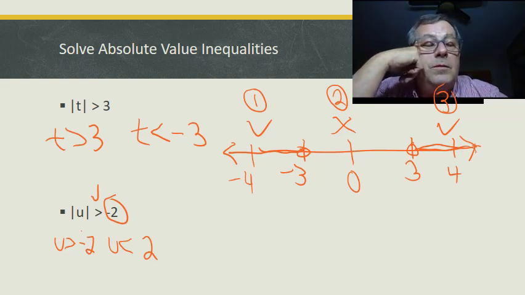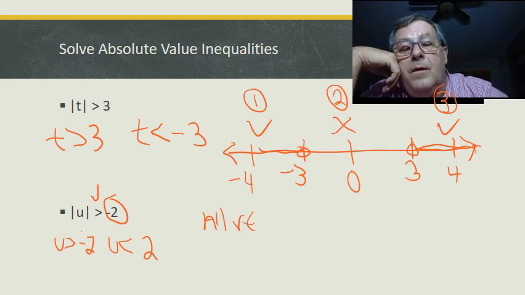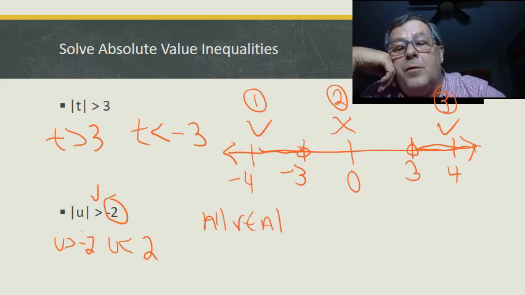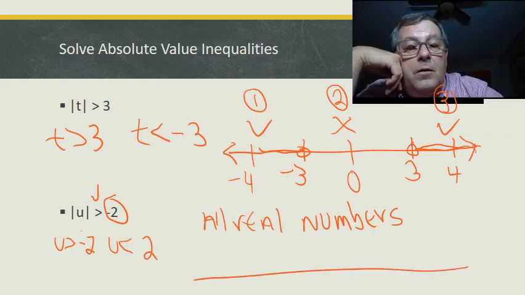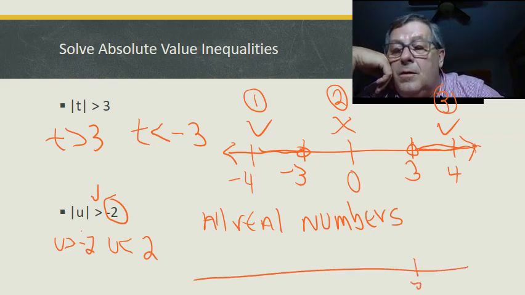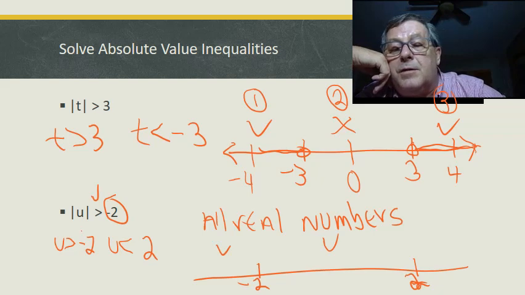Now, here's another rule. If it is a greater than inequality for an absolute value inequality, it's not an empty set. It is actually all real numbers. Now let's prove that using our number line and our intervals. So let's say out here I've got 2, and over here I've got -2. I've got 3 intervals here.